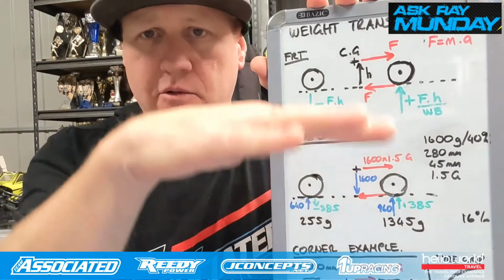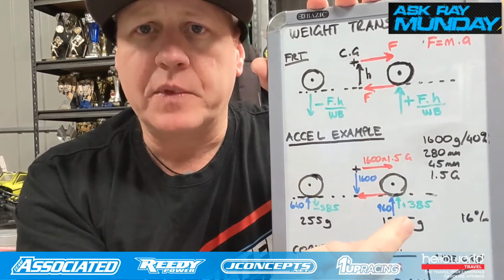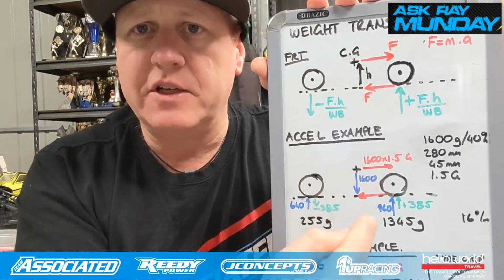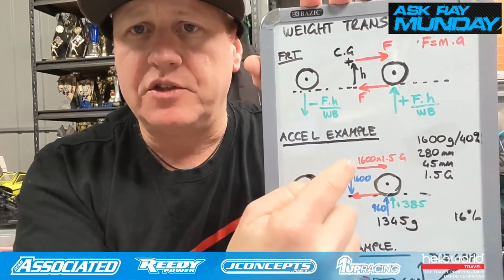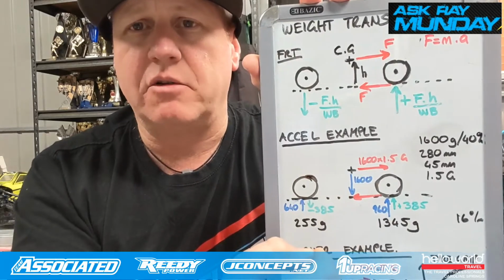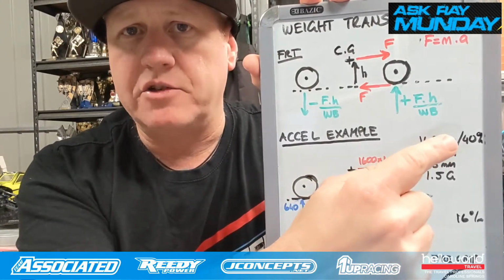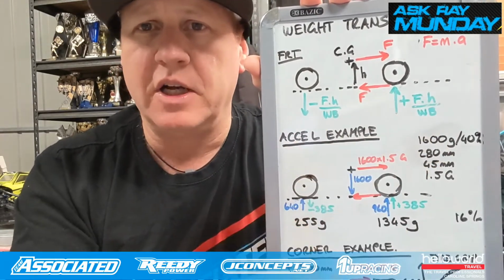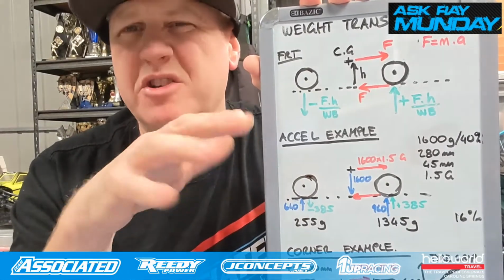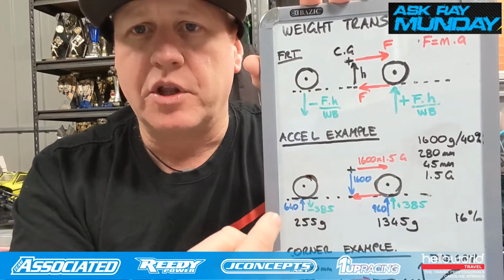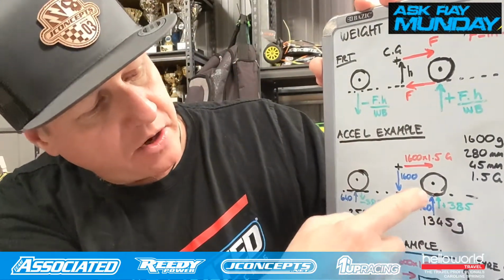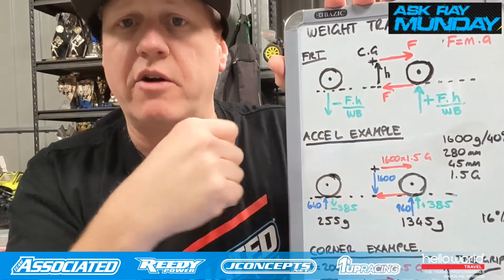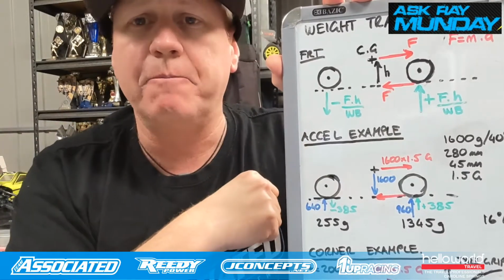Before we start accelerating, when we put the car on the ground, the blue figures are the weight that sits on the static weight of the vehicle. So 1,600 grams goes down through the center of gravity. Now I've put here a weight distribution of 40% on the front and 60% on the rear, which is a pretty typical point we run. So that means you have 640 grams here on the front axle and 960 grams on the rear axle. That's when the car's sitting flat.